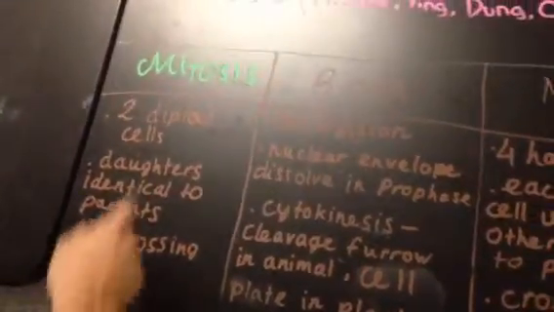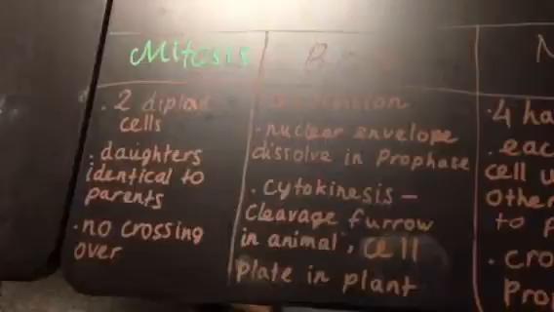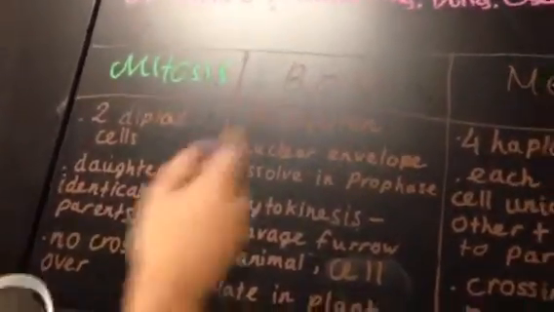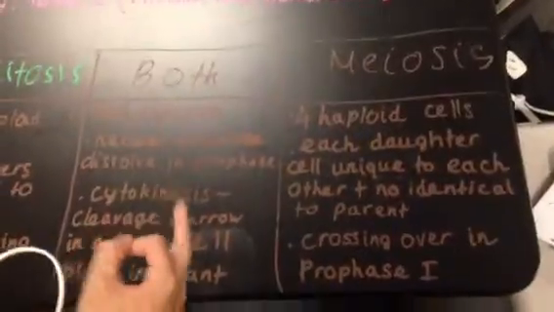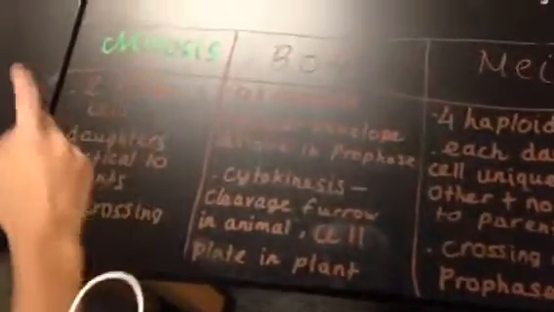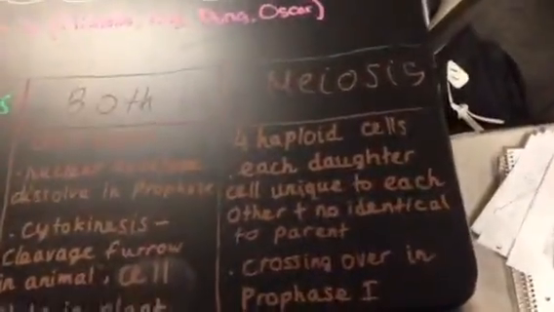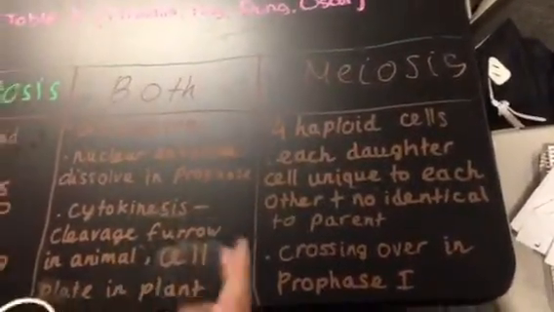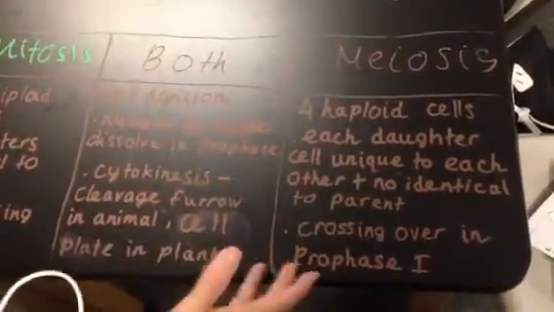Now we move on to comparing and contrasting both mitosis and meiosis. One main difference is that in mitosis, you get two diploid cells, which are cells with 46 chromosomes, while in meiosis, you get four haploid cells, which are cells with 23 chromosomes. In mitosis, the daughter cells are identical to the parent, but in meiosis, each of the daughter cells is unique to each other and not identical to the parent due to the cell crossing over.